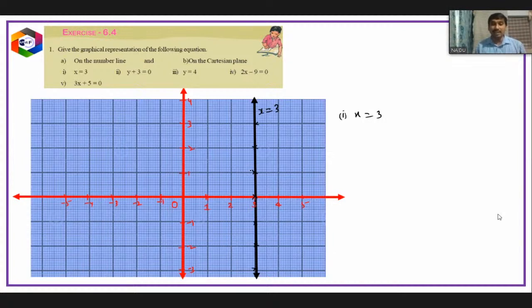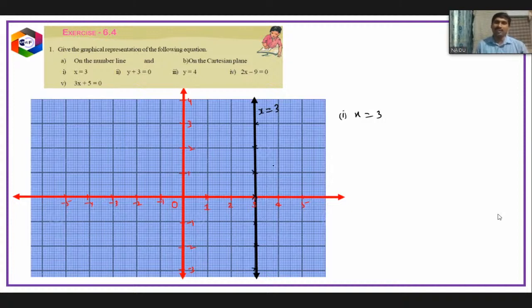If it is a Cartesian plane, it has infinite solutions. That means a linear equation in two variables. So in that case, the y will have different values. So this is the equation, and a few points which we have shown here.